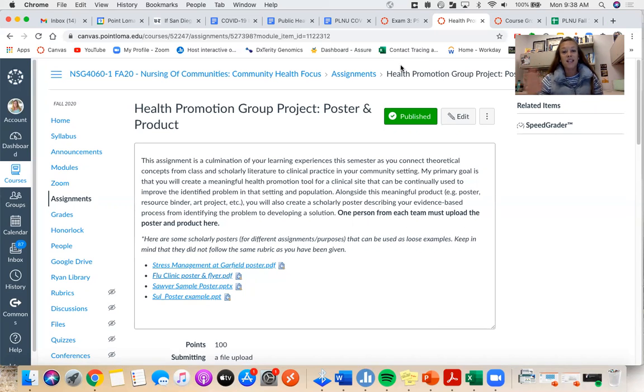And the product, it really will vary. For some of you, like, one group is doing an STI presentation to the human sexuality class here at Point Loma. Your product is the actual PowerPoint presentation. You turn that in as your product. Some of you have created, like at the flu clinic at National City, a variety of flyers and pamphlets to educate the community about flu and COVID. Turn those electronic documents in, that's your product.